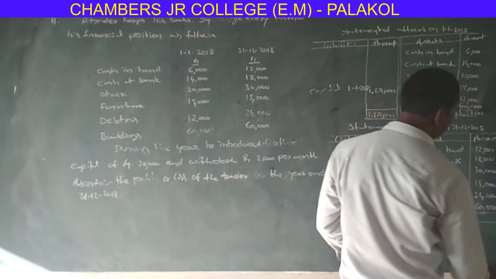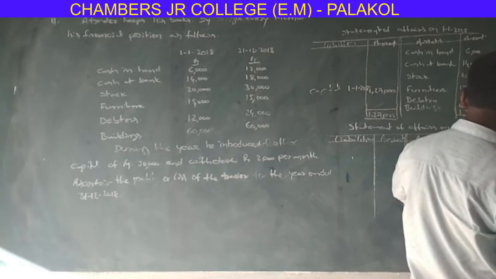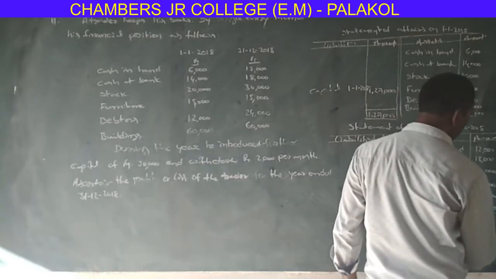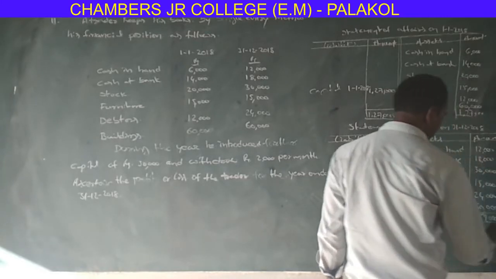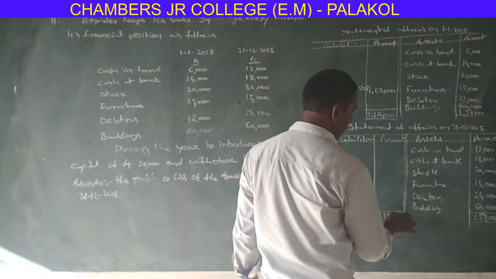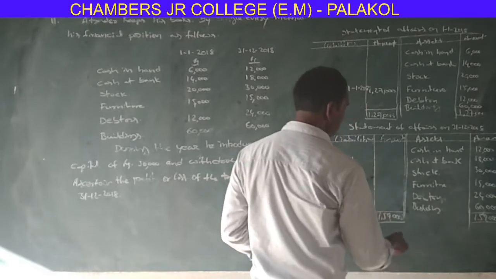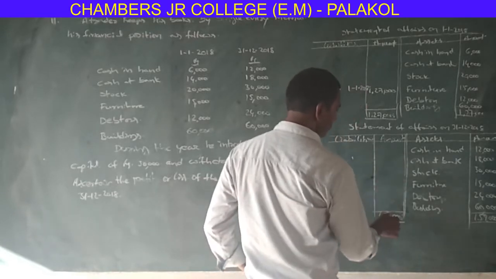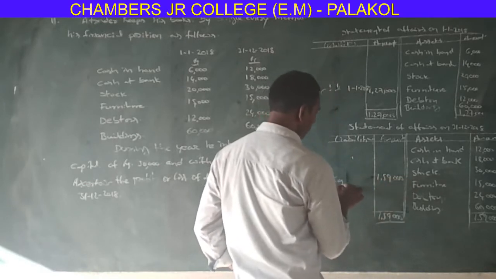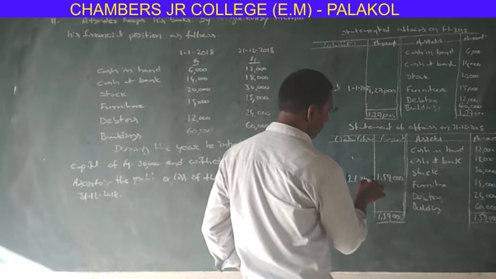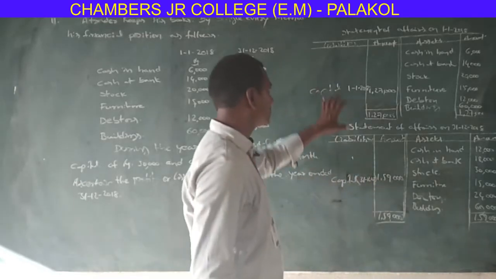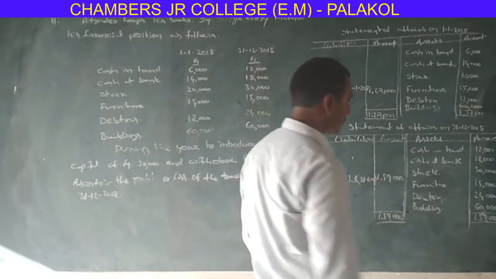Now take the total of rupees 1,59,000. Here also the total is 1,59,000. The difference between these two amounts is 1,59,000. This is the capital on 31/12/2018. This is the closing capital, the ending capital.